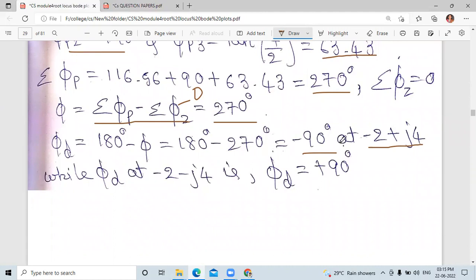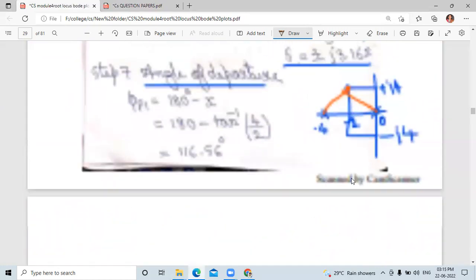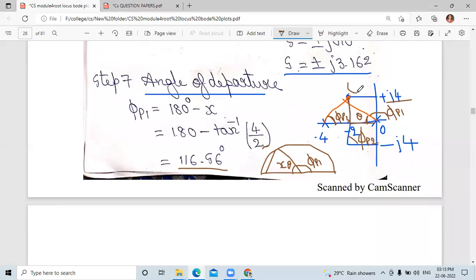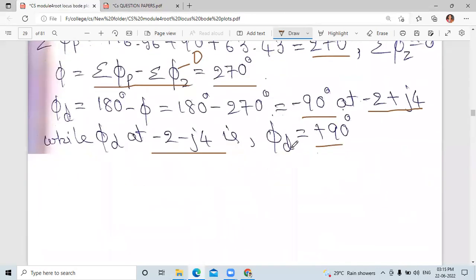Next, whatever you get, for that answer you need to write the opposite value for the minus 2 minus j4, because we have taken all intersection points. This coordinate is minus 2 plus j4, right? The x-axis is minus 2 and the y-axis is j4, so that we have considered. So φd equals minus 90 we got. For the opposite, minus 2 minus j4, φd equals plus 90.